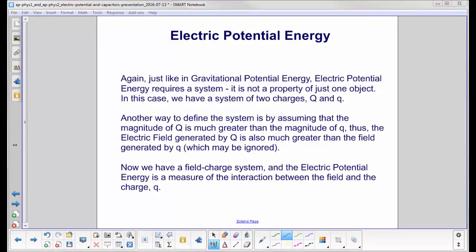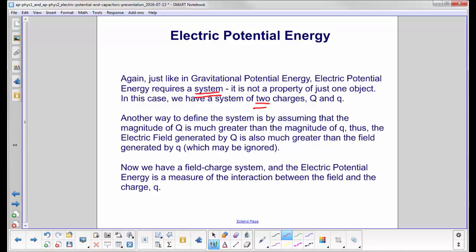Just like gravitational potential energy, electric potential energy requires a system. It is not a property of just one object. In this case, we have a system of two charges, big Q and little q. There's another way to define the system.